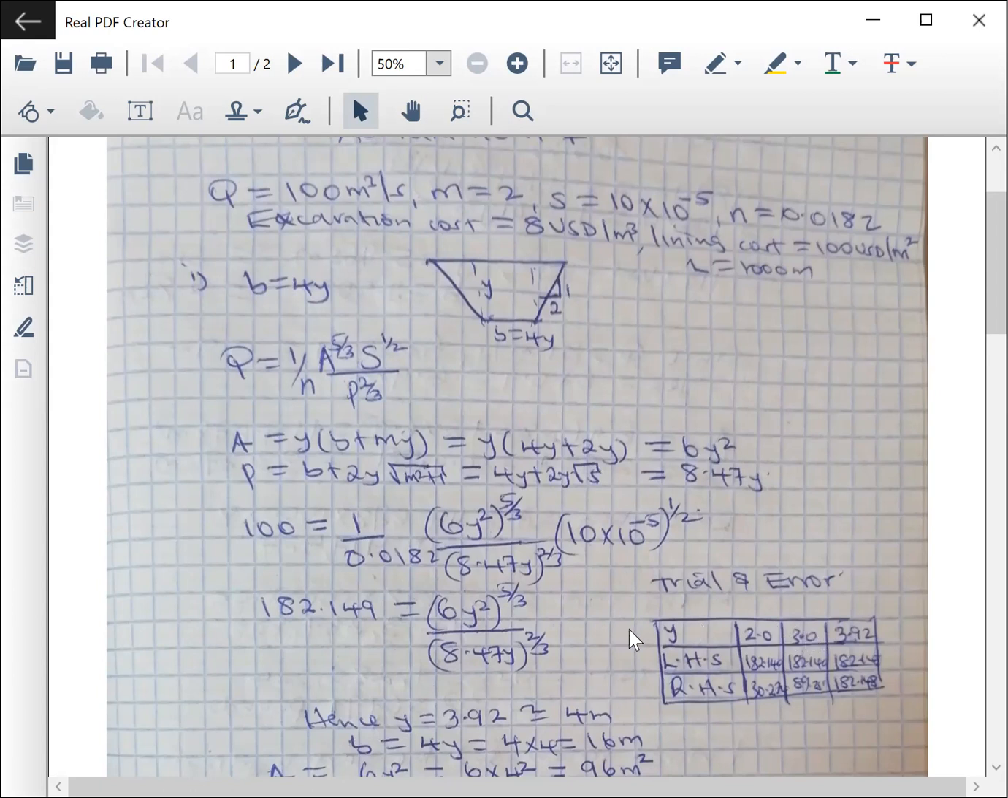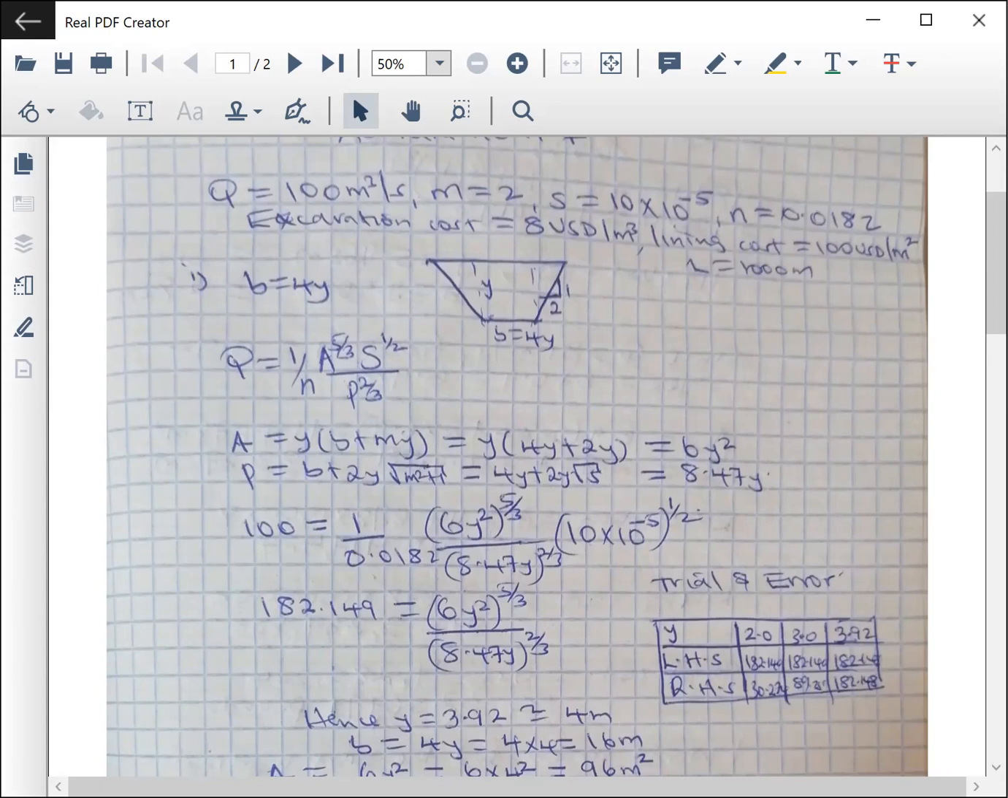When I try 3, and replace where there is y with 3, I find 89.25, which is still very low. Our target is 182.147. Then maybe I can try 3.92. When I replace where there is y with 3.92, I find the value on the right hand side is 182.148. Since 182.148 is just equivalent to 182.149, I can conclude that the suitable value of y by trial and error is 3.92, which is approximately 4 meter.